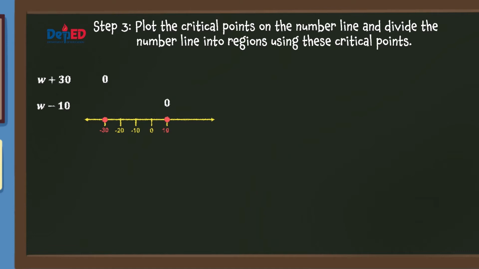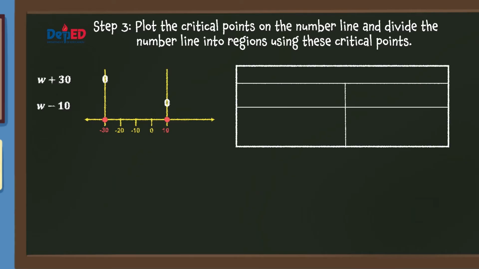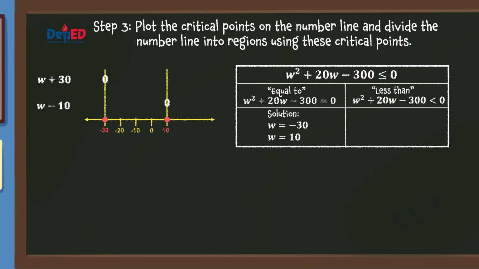Also, we are going to draw a solid line through each of these numbers. So, for the equal to 0 part of the inequality, we already obtained that negative 30 and 10 are the solutions. We have to determine now at which values of w will the polynomial in the inequality be less than 0 or negative.